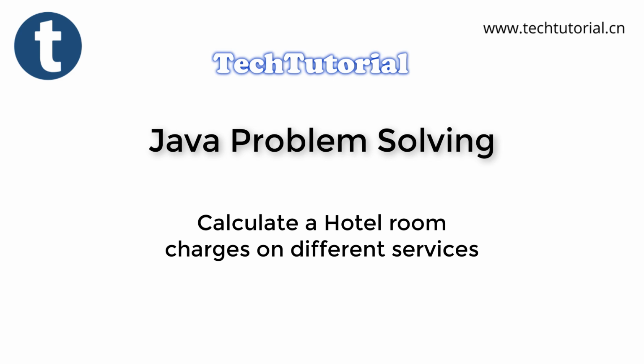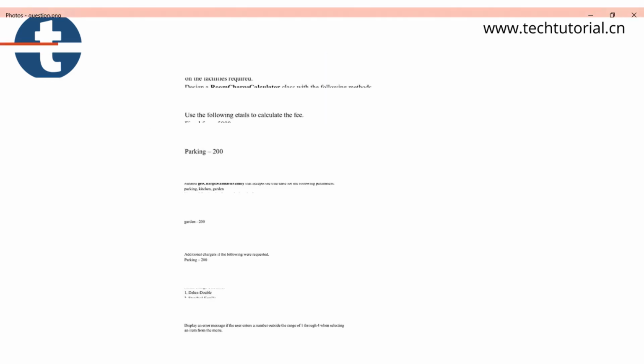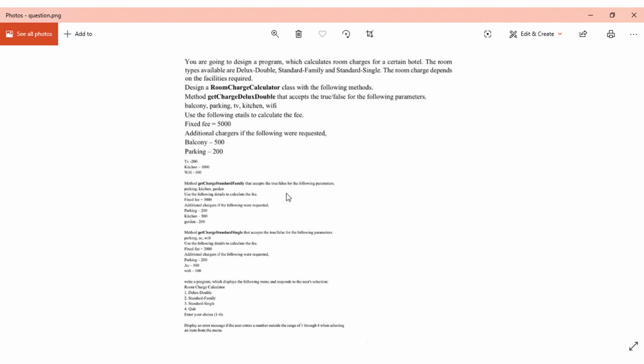In this video, we'll design a room charge calculator that can calculate room charges for a certain hotel. So let's take a look at the question. You are going to design a program which calculates charges for a certain hotel. The room types available are Deluxe Double, Standard Family and Standard Single. The room charge depends on the facilities required.